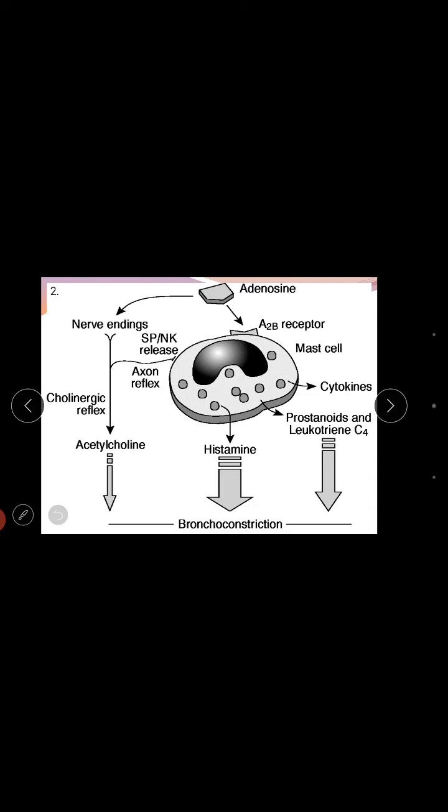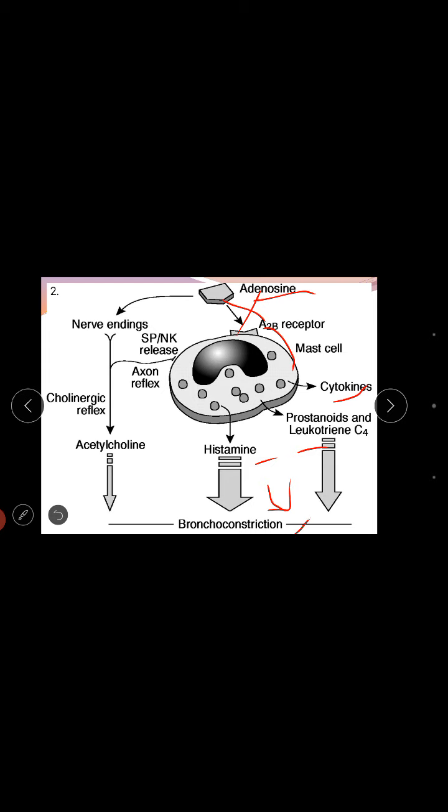The next mechanism is adenosine. When it binds to an adenosine receptor on the mast cell, it causes release of inflammatory mediators like cytokine, prostaglandin, leukotriene, histamine. Now what is the mechanism of methylxanthines? Overall these cause bronchodilation, right? If you inhibit the binding of adenosine to the adenosine receptor by using methylxanthines, you will not see bronchoconstriction. Instead you will see bronchodilation.